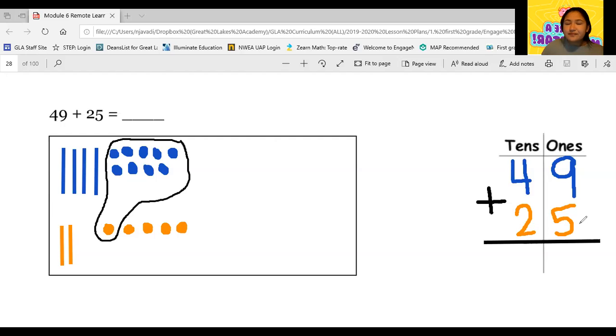Let's do it. In my picture, I circled 9 ones and I took 1 from the 5 ones to make a total of 10 ones. Let's check how many ones were left over. We had 1, 2, 3, 4. So I know that 4 goes in my ones column.